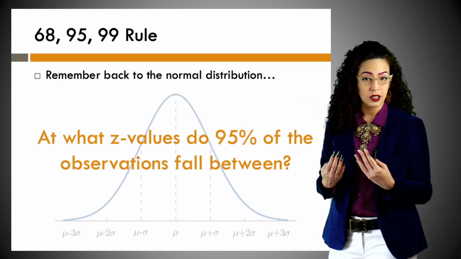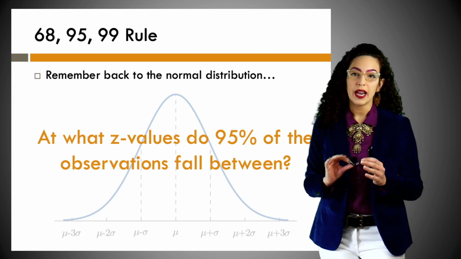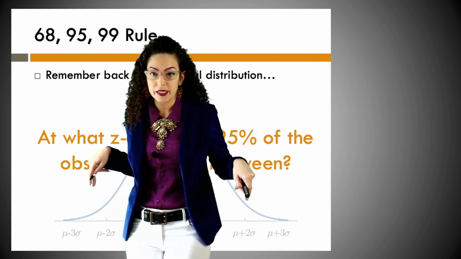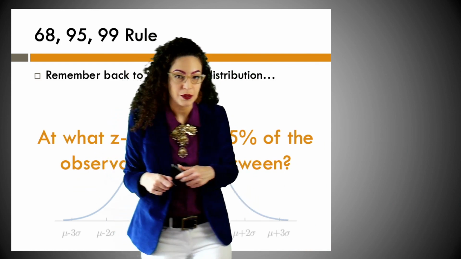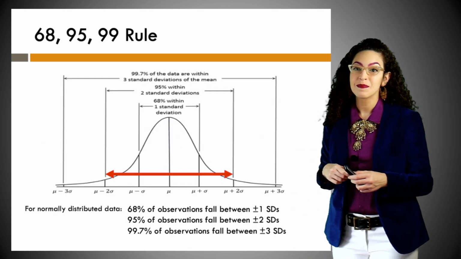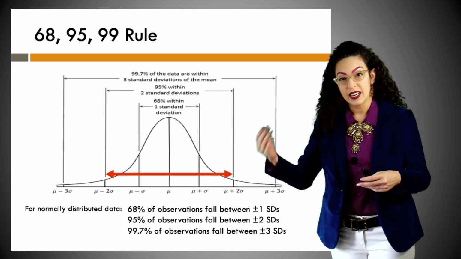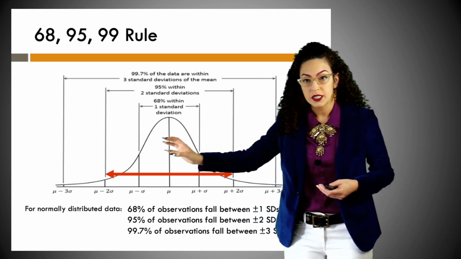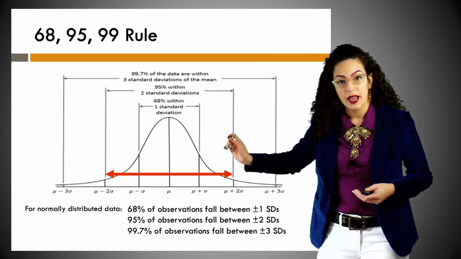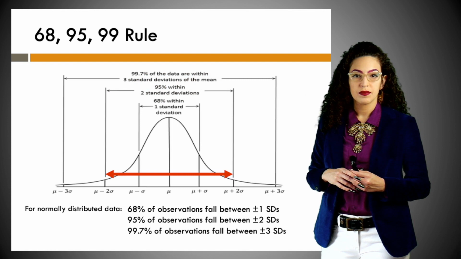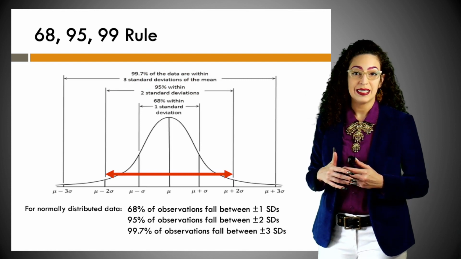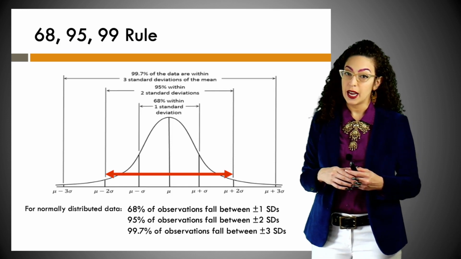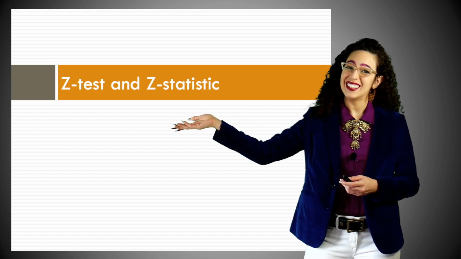So going back to some of the rules of our curve, what z-values do 95% of the observations fall between? So we're looking for right here and right here. What are the corresponding z-scores? We have -2 to +2. 95% of people will have z-scores that fall within -2 and 2 standard deviations from the mean. Now, as we continue with statistics, this 95% is going to become more and more important as we go along. But for now, it's time to look at our z-tests and z-statistics.